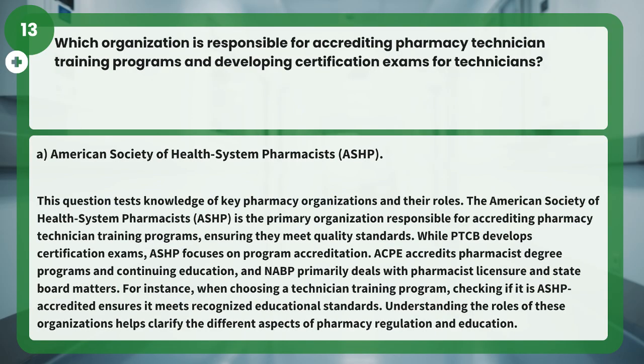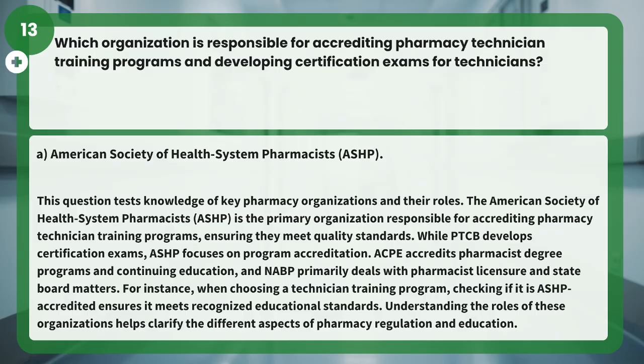Answer A. American Society of Health System Pharmacists, ASHP. This question tests knowledge of key pharmacy organizations and their roles. The American Society of Health System Pharmacists, ASHP, is the primary organization responsible for accrediting pharmacy technician training programs, ensuring they meet quality standards. While PTCB develops certification exams, ASHP focuses on program accreditation.